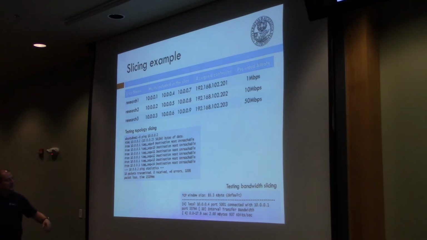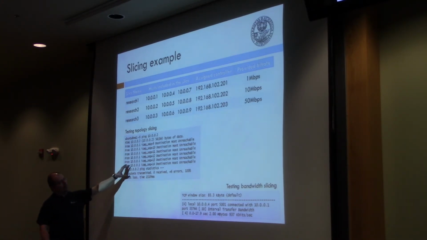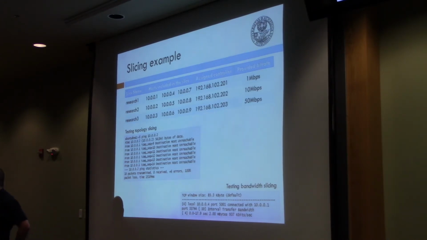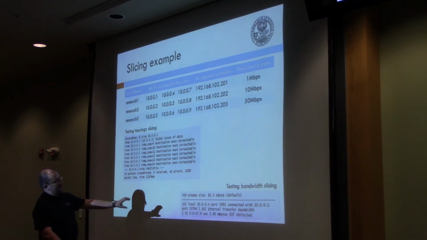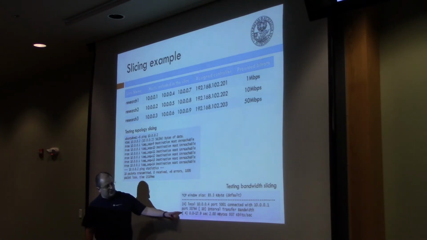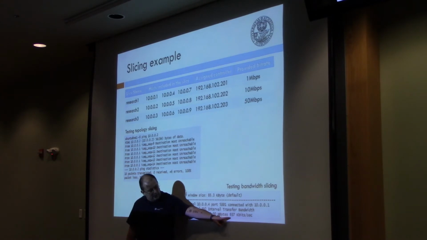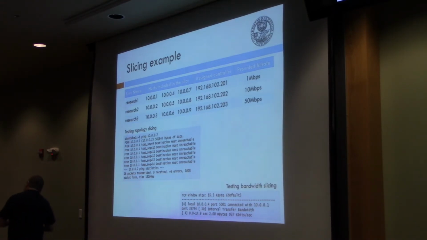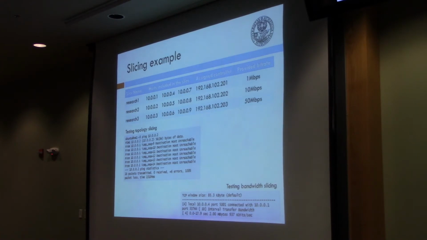And then we made tests. This is a simple ping to show that there is isolation, so you cannot ping machines that don't belong to your slice. And here there is also a small capture. We made a bandwidth slicing test. For example, this is the first slice. You can see that the TCP throughput was almost 1 megabit per second, so we could isolate it from the rest of the network.